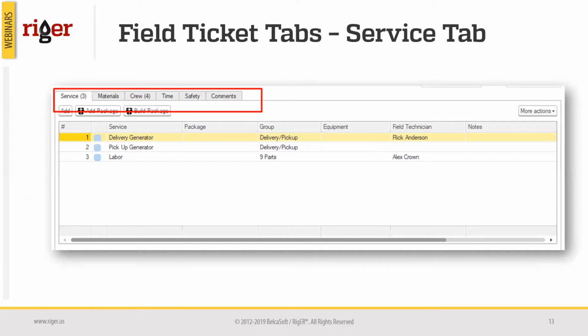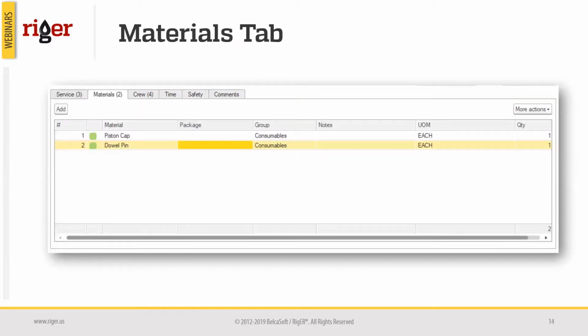We can also add or build a package in this tab, so we do not really need to edit every single item in this tab line by line. Let's move to the materials tab, and this is the place where you would add the consumables that are needed for the job or for the service that is going to be provided.